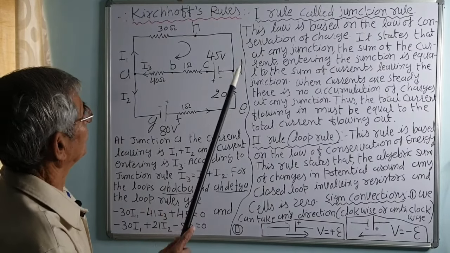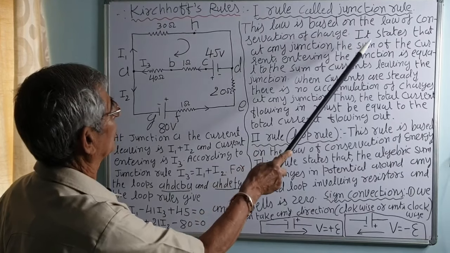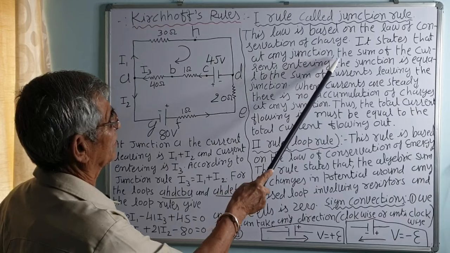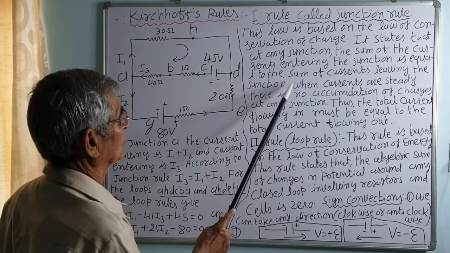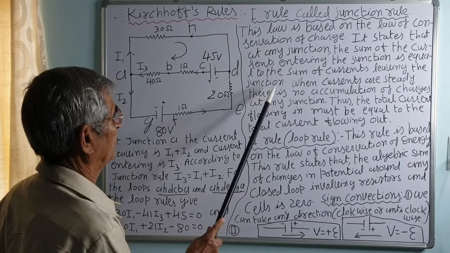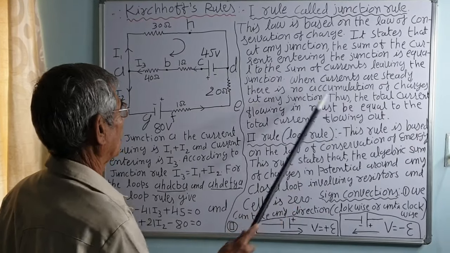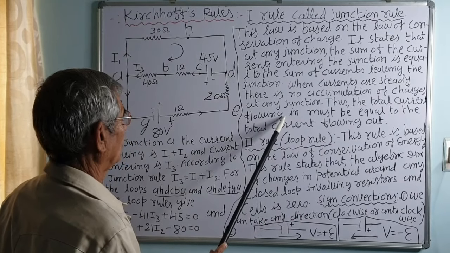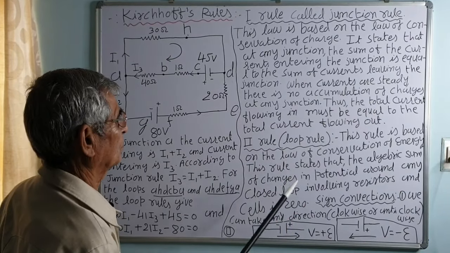Kirchhoff's rules. The first rule, also called the junction rule, is based on the law of conservation of charge. It states that at any junction, the sum of the currents entering the junction is equal to the sum of the currents leaving the junction. When currents are steady, there is no accumulation of charge at any junction. Thus, the total current flowing in must be equal to the total current flowing out.